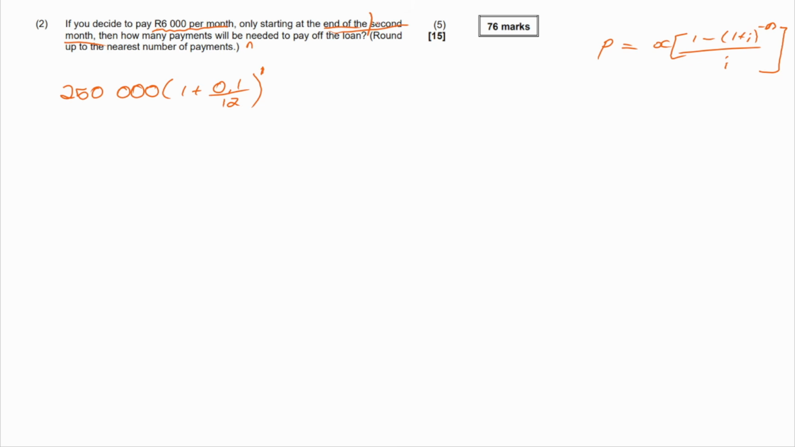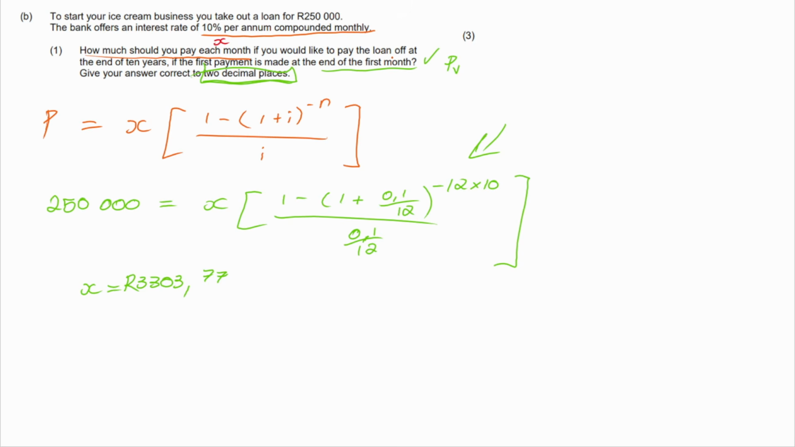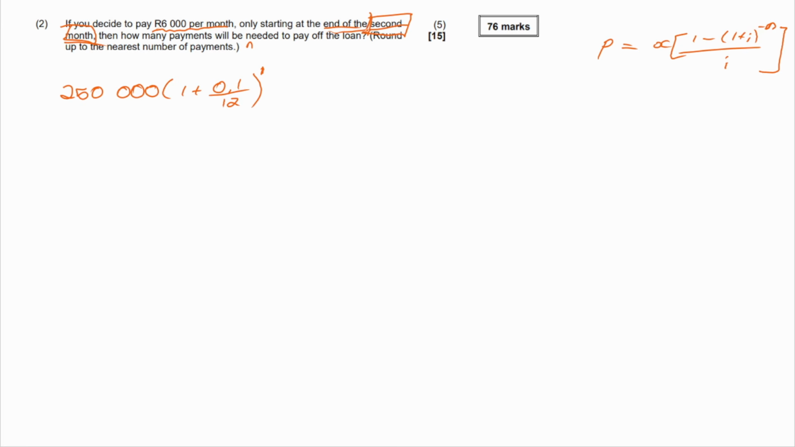Because it was the end of the second month. All right, over here, have a look. If the payments were made at the end of the first month, here's different, end of the second month. Hope you guys are with me there. Then, now remember we're still applying this formula. So now our monthly payments are 6,000 Rand.